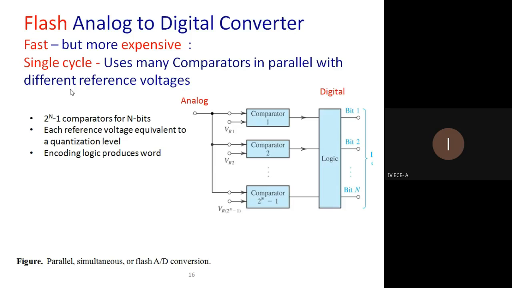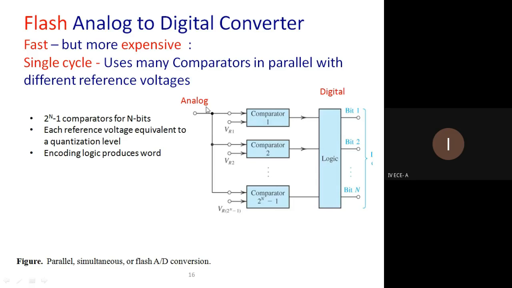First one, flash type analog to digital converters. Flash is a more expensive one. It is a single cycle, and uses many comparators in parallel with different reference voltages. Right, so this is the basic diagram.